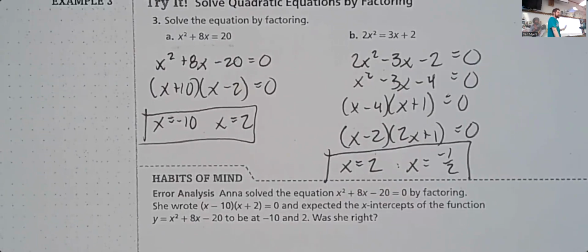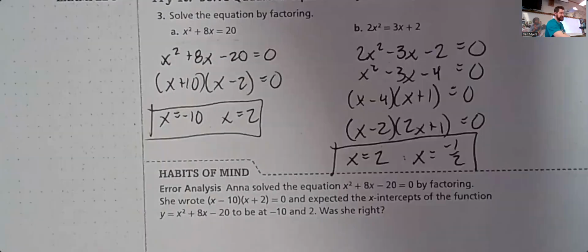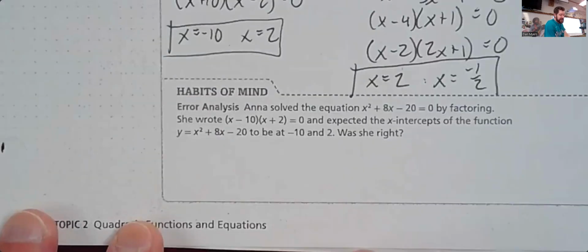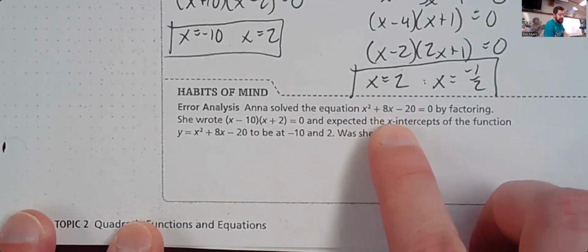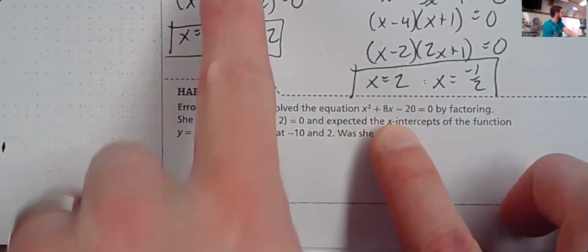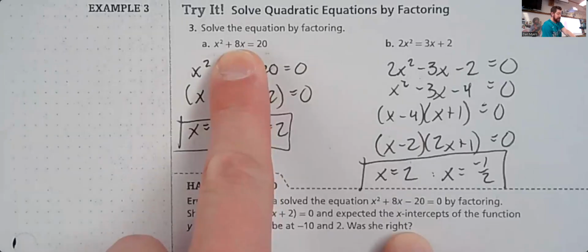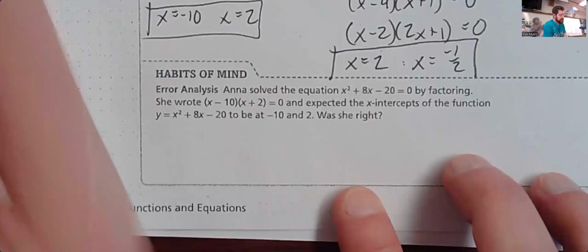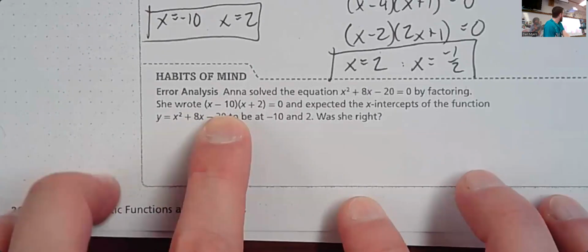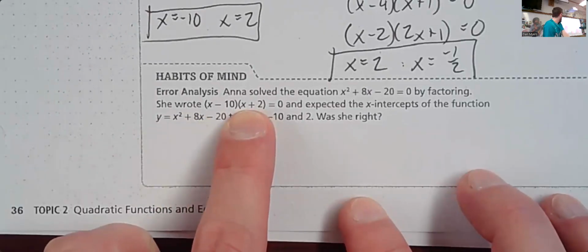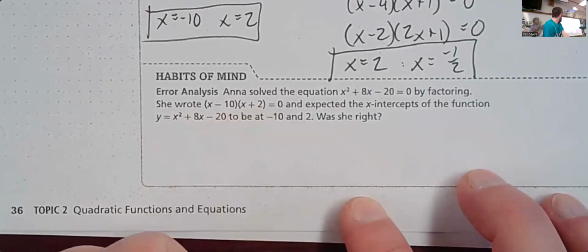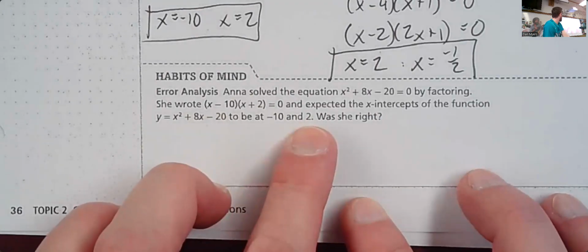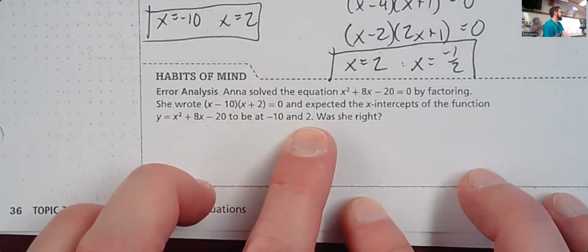I'm moving pretty quick today because we're not doing a lot more than what we did the last 3 days, which is why we did the last 3 days, so we could get through this one quickly. All right, we're looking for an error on this last one here. It says, Anna solved the equation x squared minus 8x minus 20. So that's this one here. That's the one we just did. Equals 0 by factoring. She wrote x minus 10 times x plus 2 equals 0, and expected the x-intercepts of the function to be negative 10 and 2. Was she right?